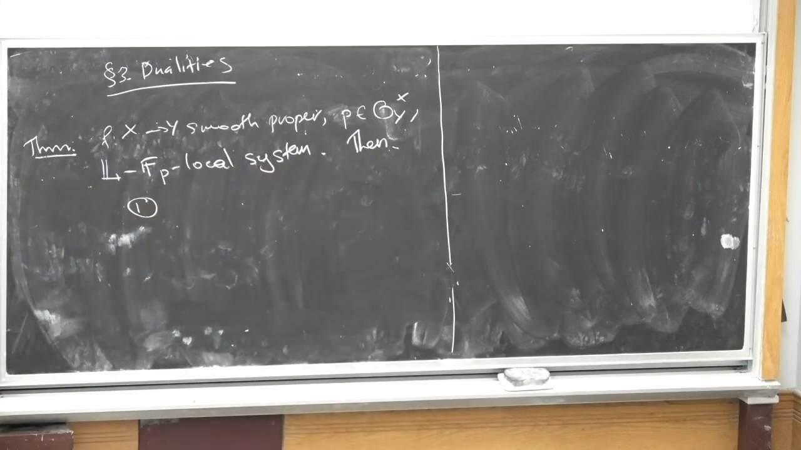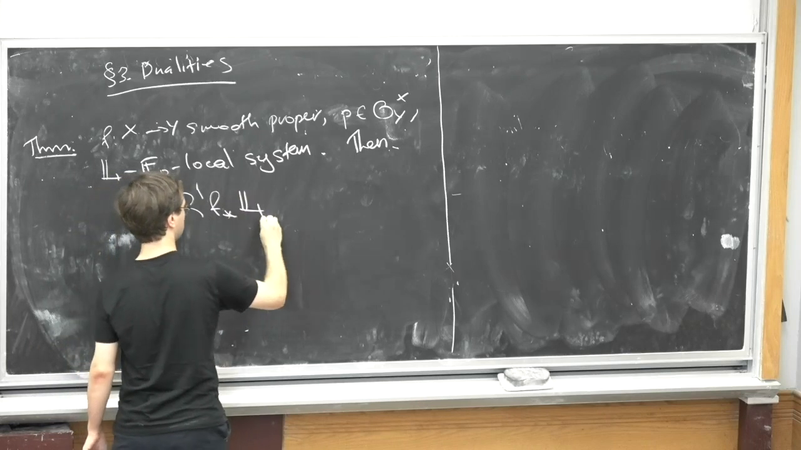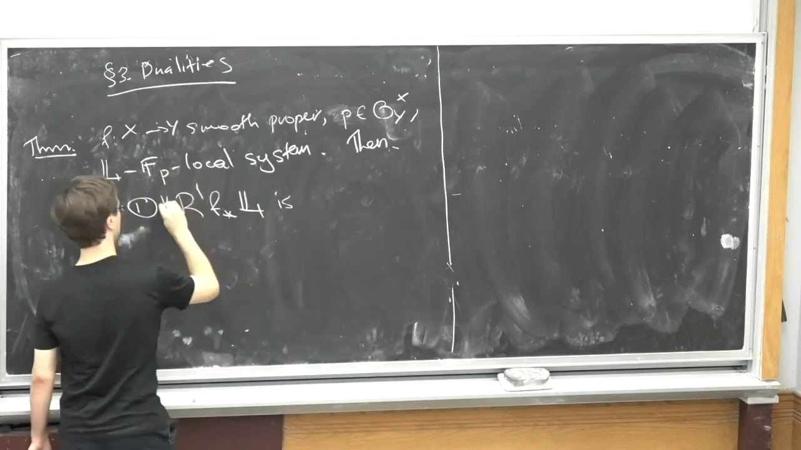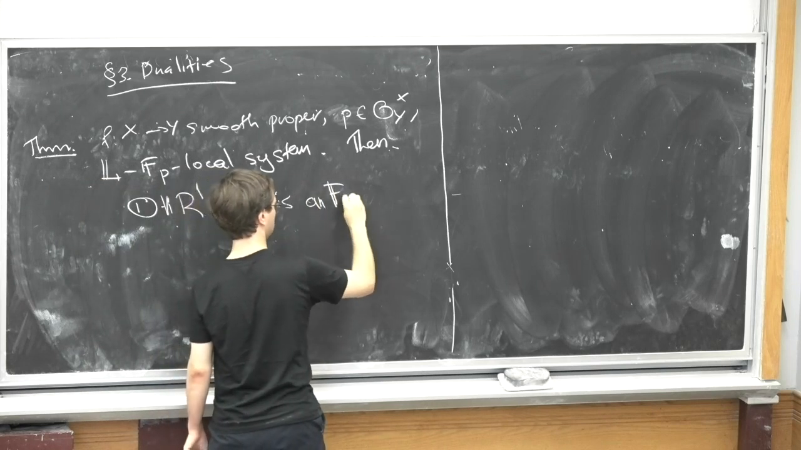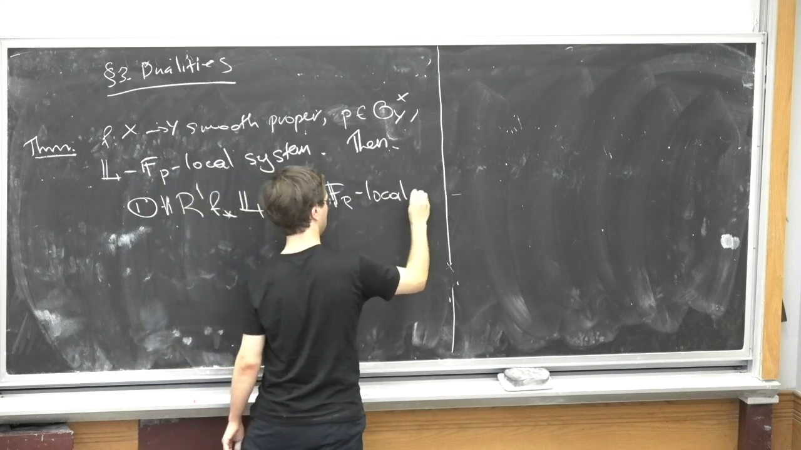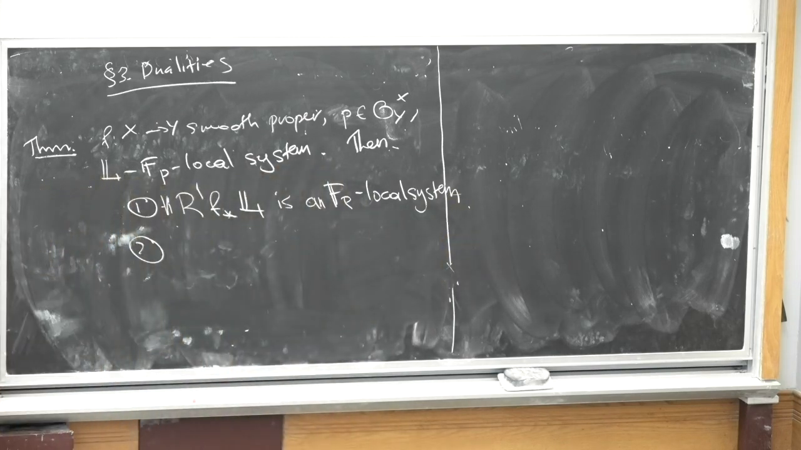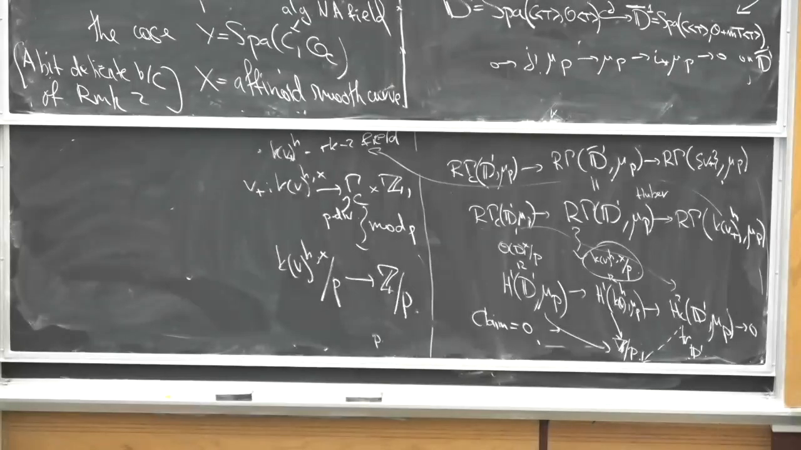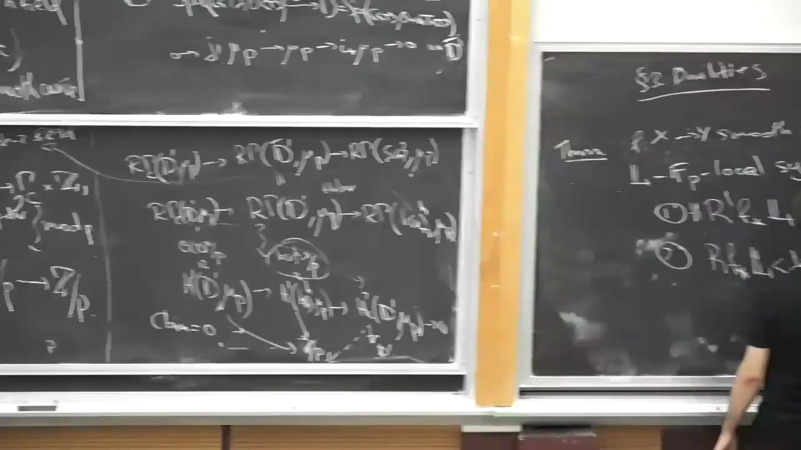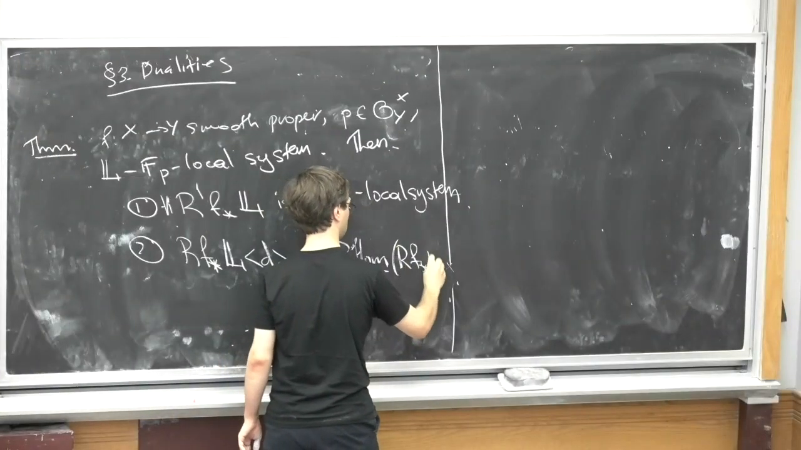So the first part is that Ri lower star of L is a local system. And the second one is that there is a duality: lower star L dual is isomorphic to the dual of lower star L.